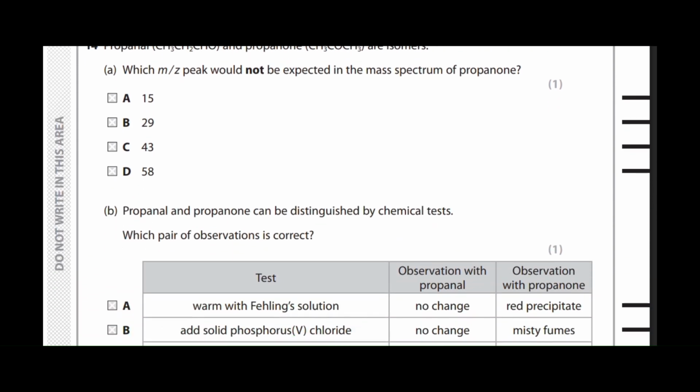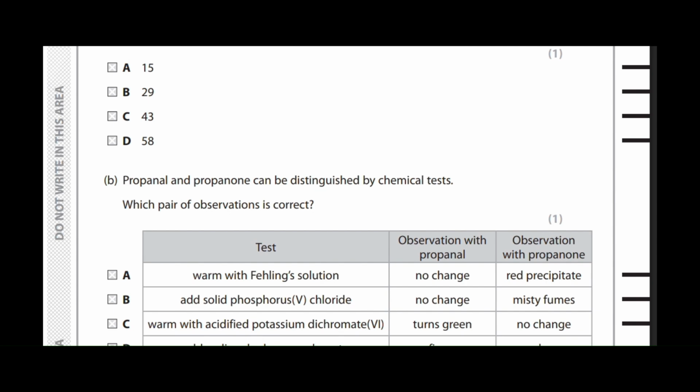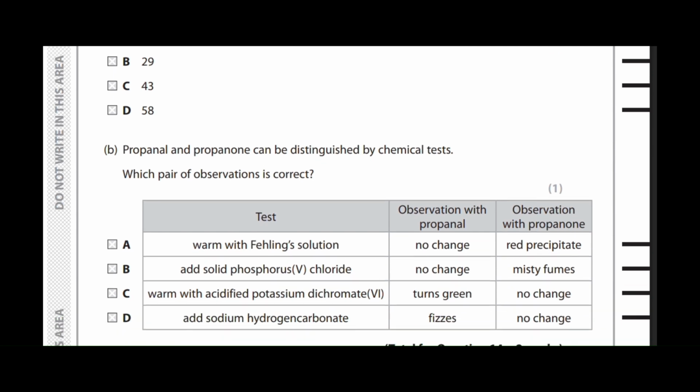Now, question number 14: propanal and propanone, aldehyde and ketone, are isomers. Which m over z peak would not be expected in the mass spectrum of propanone? This is propanone. If you look at the structure and find the molecular ion peak, if you calculate the MR of propanone, then the molecular ion peak will come at 58.